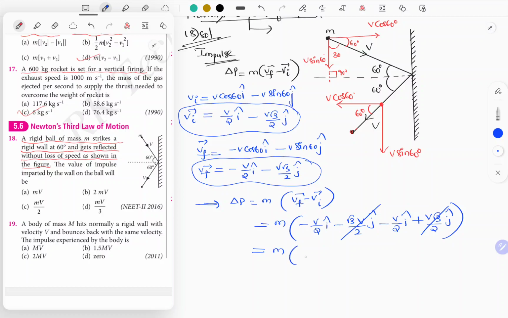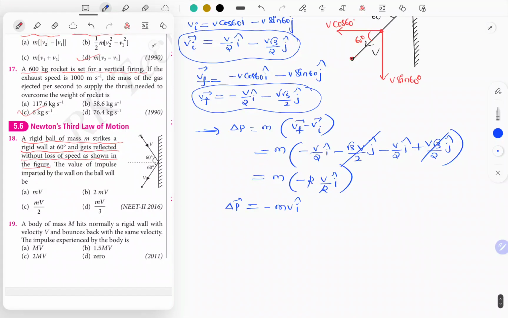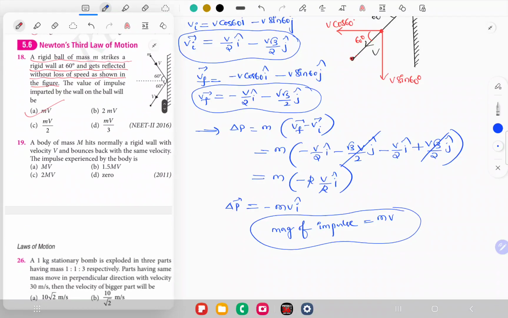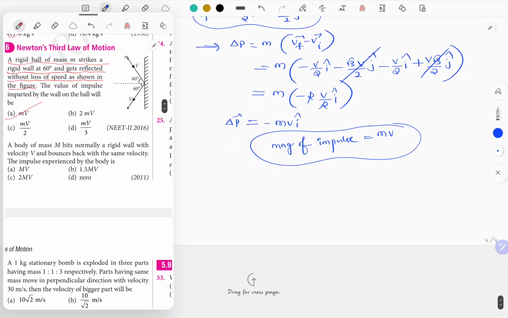So m into minus V by 2 i cap minus V by 2 i cap, which is 2 times V by 2 i cap. So the 2 will get cancelled. Minus m V i cap is the change in momentum, and the magnitude of impulse is equal to m into V. So look at the option which is matching. Option 1 is correct. Very good. Next.